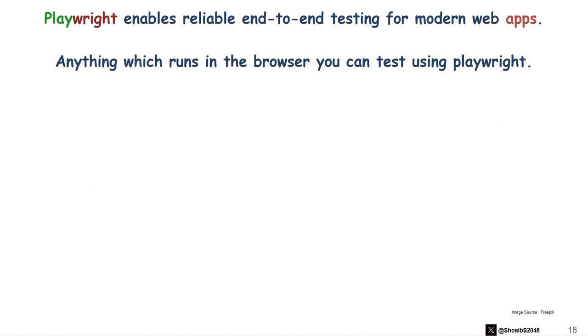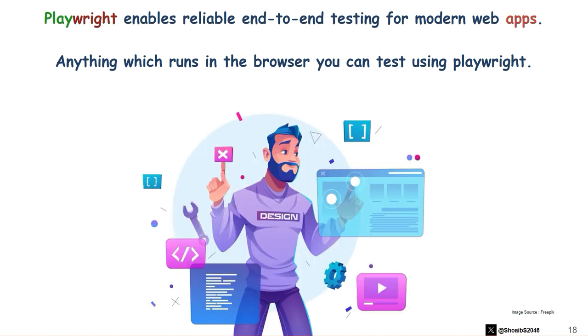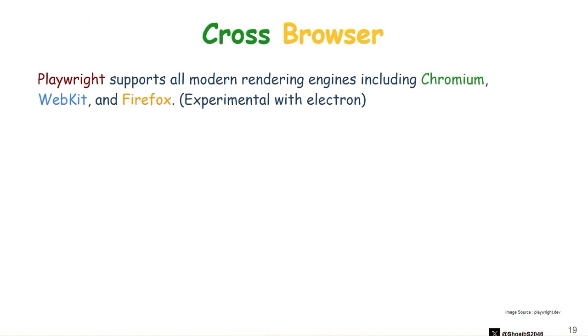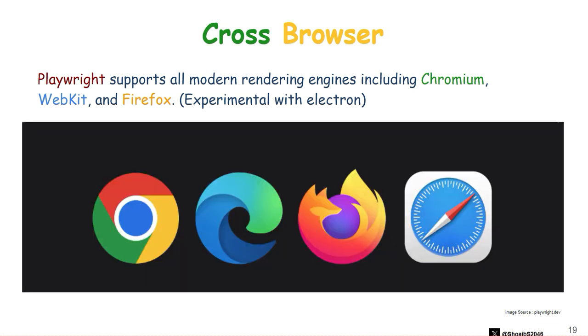Now, let's talk about Playwright. Playwright enables reliable end-to-end testing for modern web applications. Anything which runs in the browser, you can test using Playwright. Cross-browser testing: Playwright supports all modern rendering engines like Chromium, WebKit, and Firefox. Electron is still experimental.